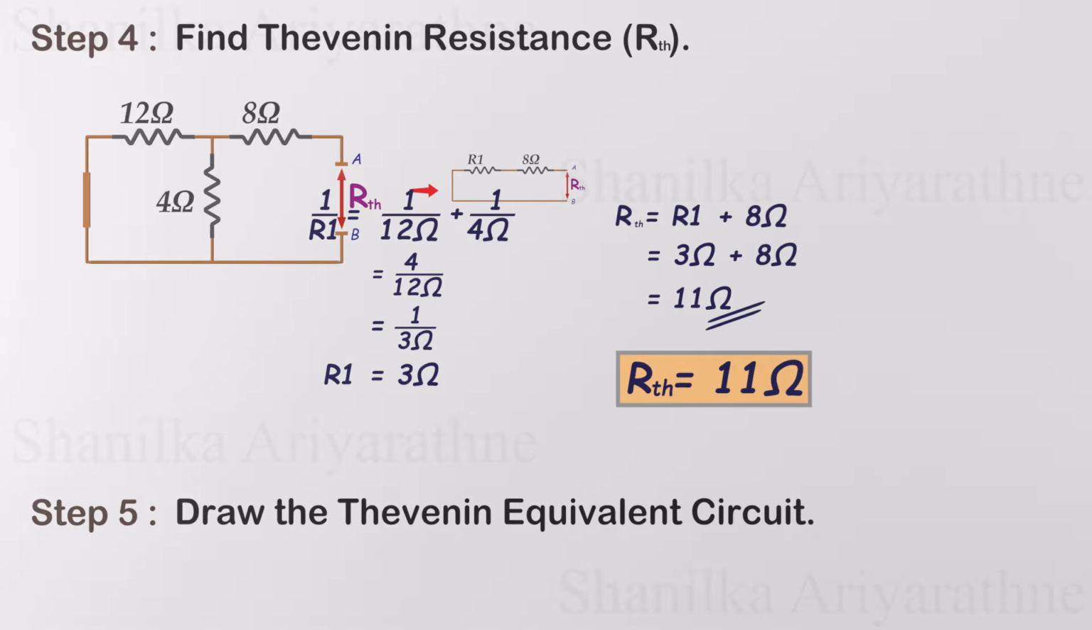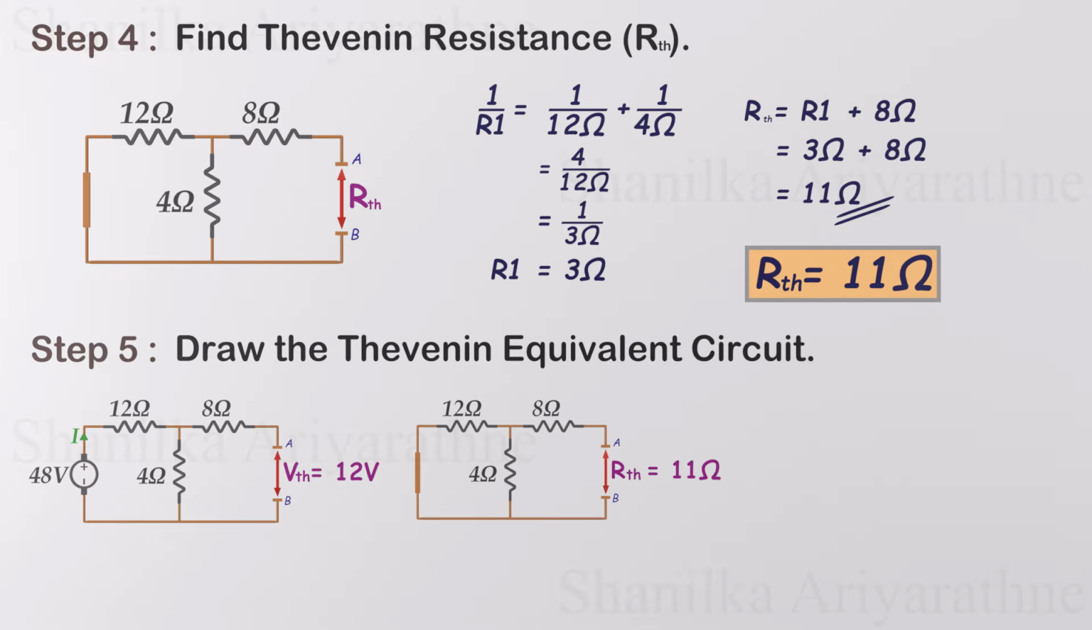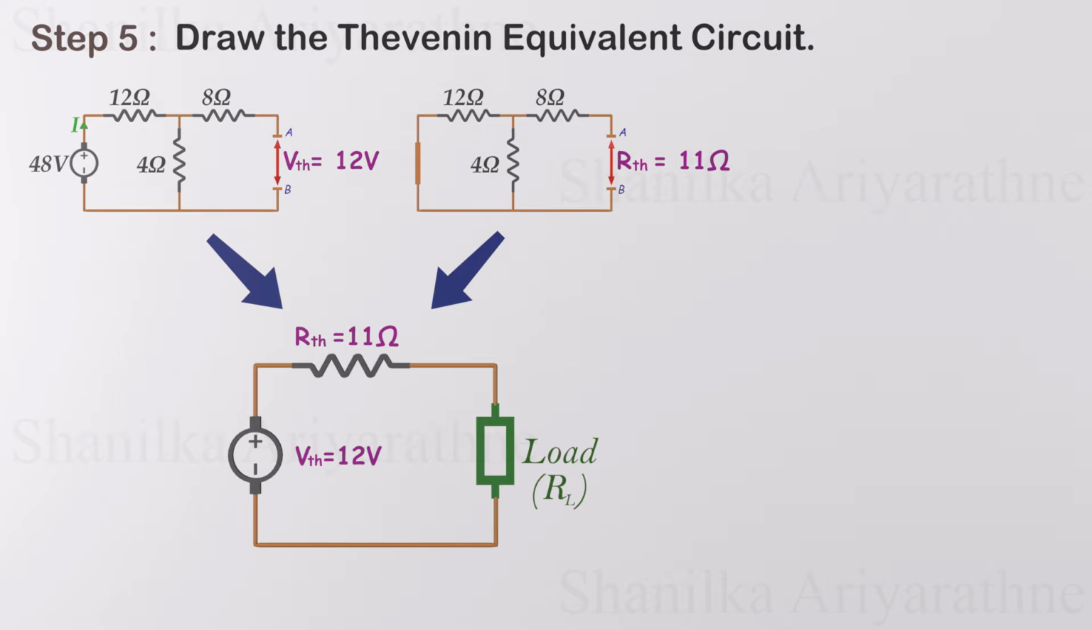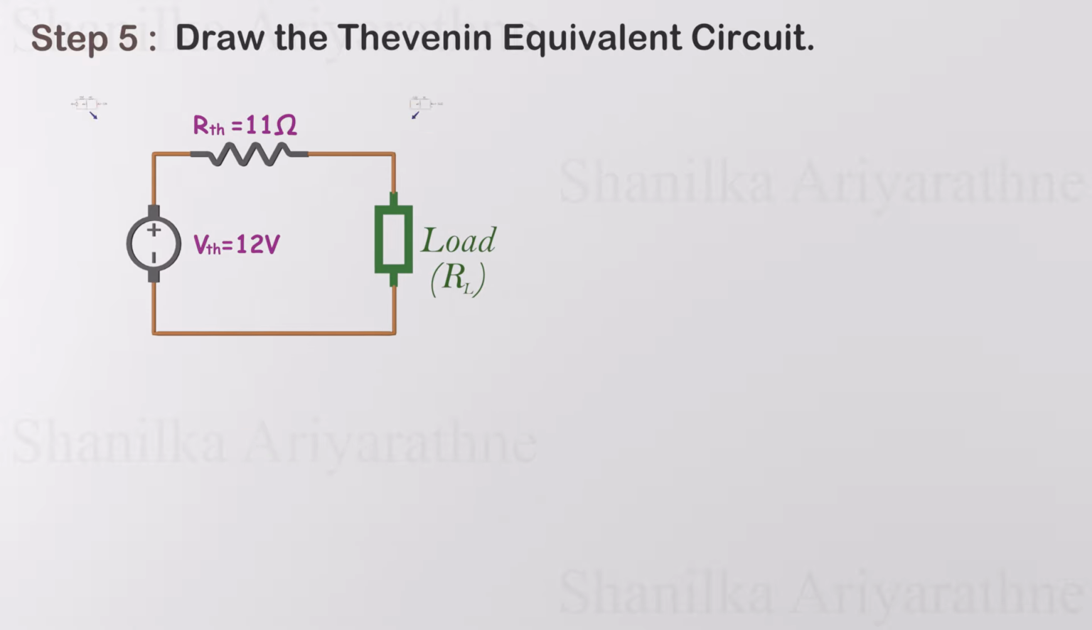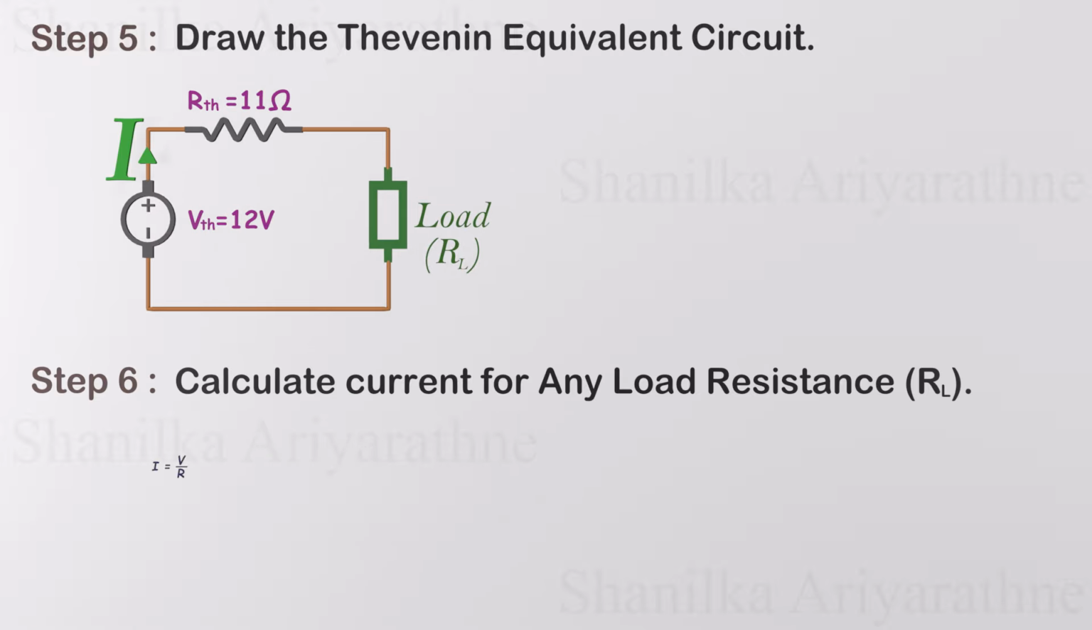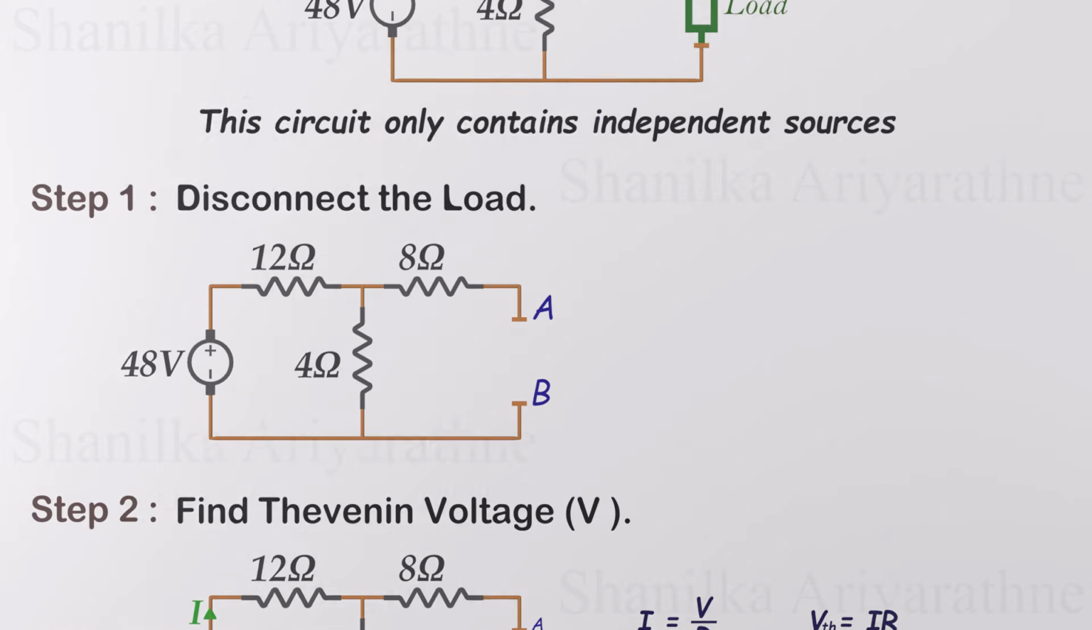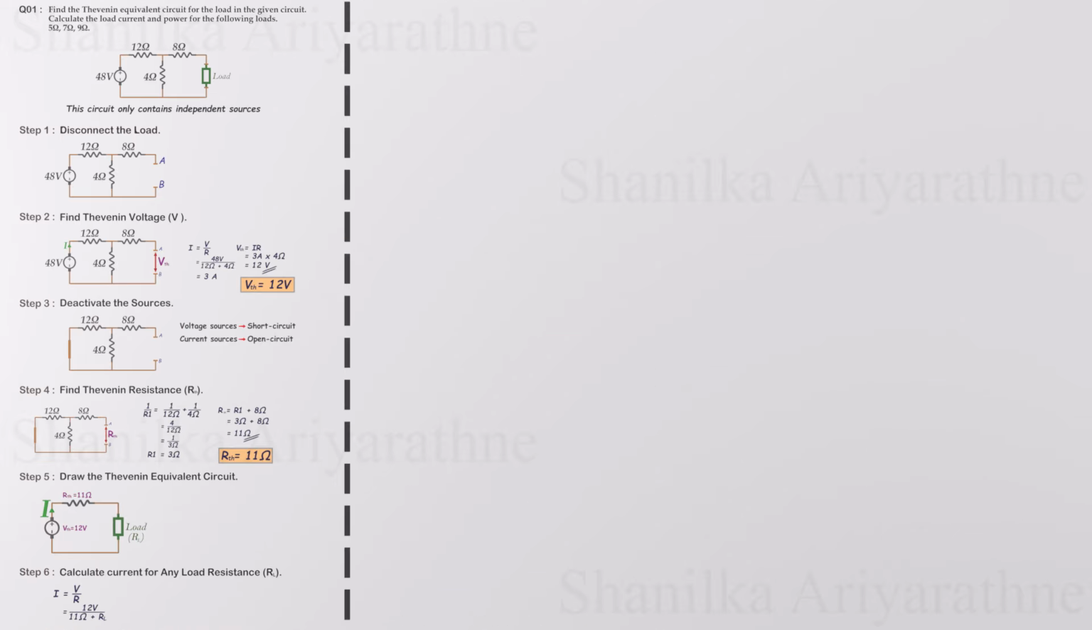Now that we've found the Thevenin voltage and Thevenin resistance, we can move on to the next step. Let's draw the Thevenin equivalent circuit. To finalize the Thevenin's theorem process, let's calculate the current for a load with resistance R. Using the simplified Thevenin equivalent circuit, we can easily calculate the current through the load using Ohm's law. We have found the Thevenin equivalent circuit. It may seem like a lot of work initially, but once you're familiar with the process, you'll be able to reduce the number of steps and solve circuits quickly and efficiently.